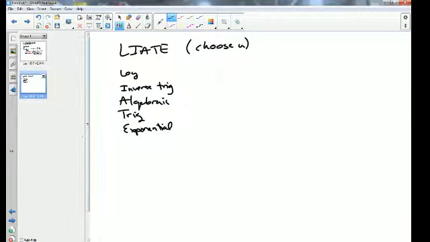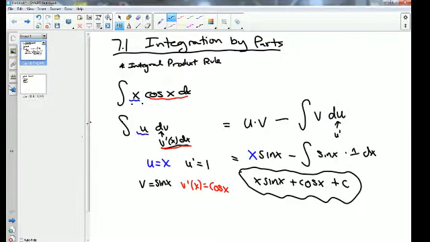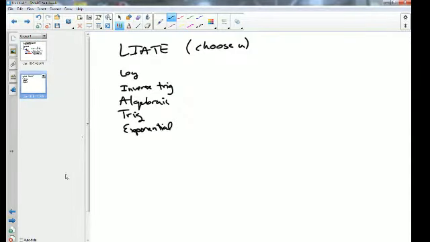All three of these, notice they get more simple when you derive them. That's why we choose it as u, so when you derive it, it becomes more simple. These do not. Trig function is just a cycle: sine, cosine, negative sine, etc. And exponential is the same. 2 to the x gives natural log 2 times 2 to the x, and so on. So these cycle, but these get more simple. That's why they're at the top of the list.